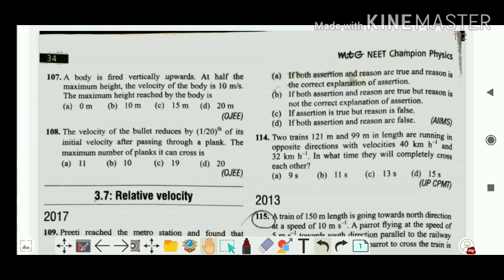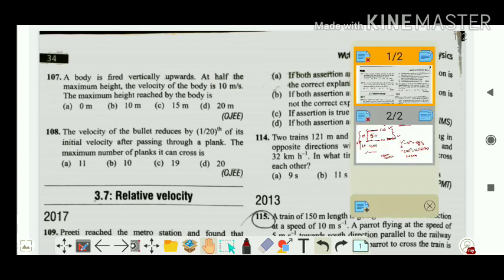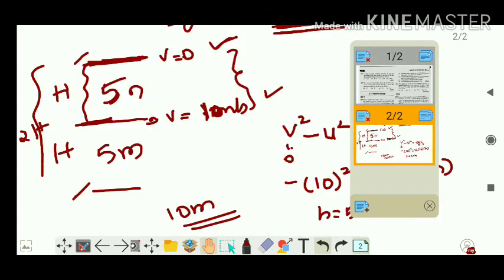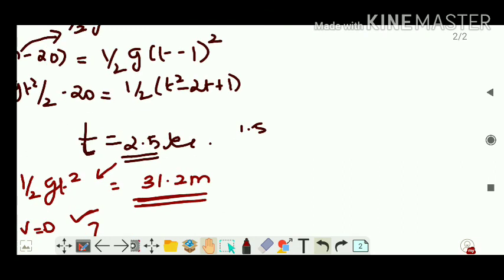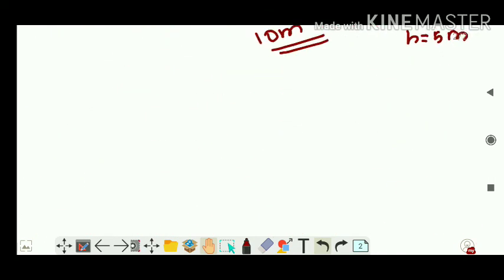What is the question? The velocity of the bullet reduces by 1/20th of its initial velocity after passing through one plank. The maximum number of planks it can cross, right? How many planks have to be kept so that the velocity of the bullet goes to 0? That is the meaning, right? Now let's solve that one. I hope you understood the question.